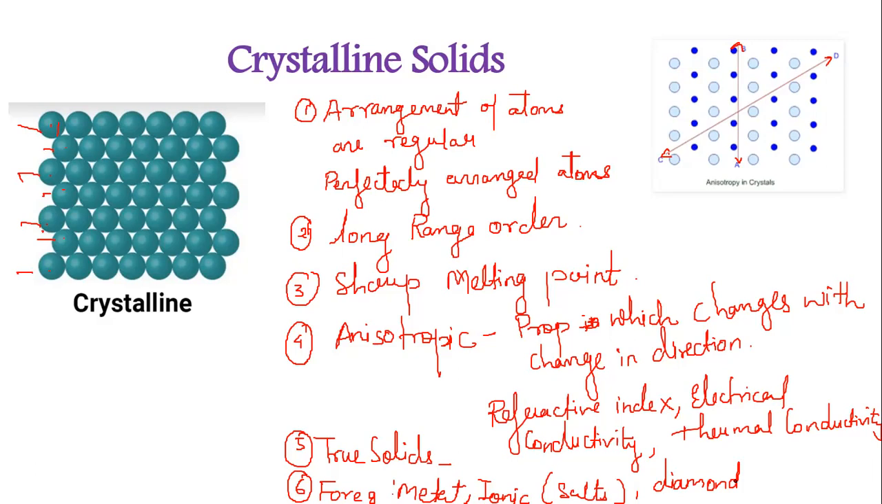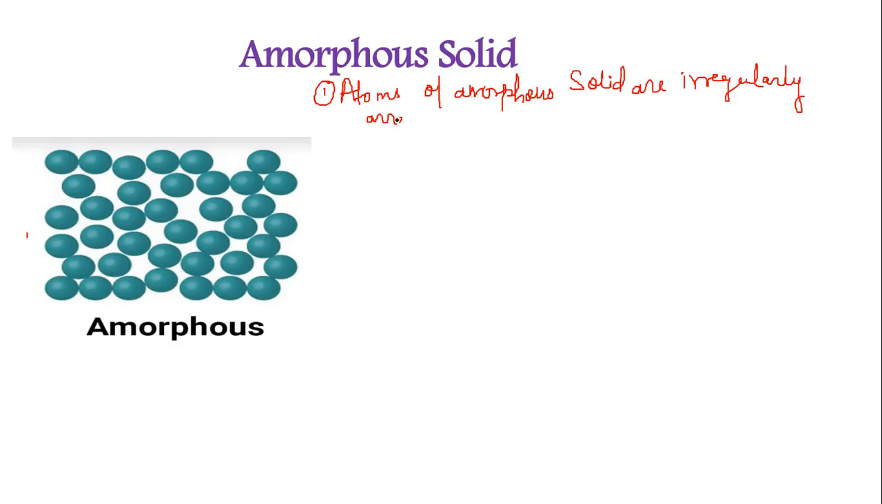Now next is amorphous solid. Here in amorphous solid, you can see in this picture that the arrangement of atoms inside the solid is completely irregular, not regular. So here we will write: atoms of amorphous solids are irregularly arranged, or you can say they are randomly arranged.